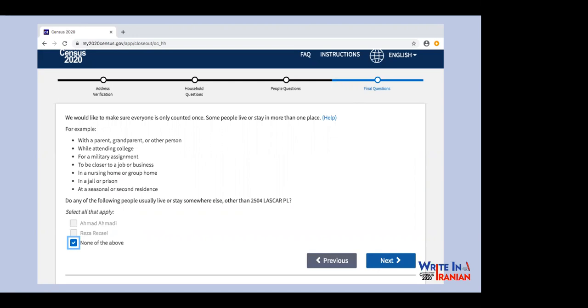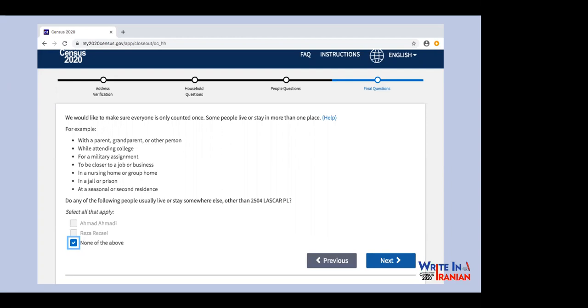We would like to make sure everyone is only counted once, they say here. Some people live or stay in more than one place, for example, with a parent, while attending college, or for a military assignment. So they're giving you examples of people that you may have counted, but maybe they're not living with you most of the time. And so they're asking you if either Ahmed Ahmadi or Reza Rezai fall within these categories, that they are actually not living with you most of the time.